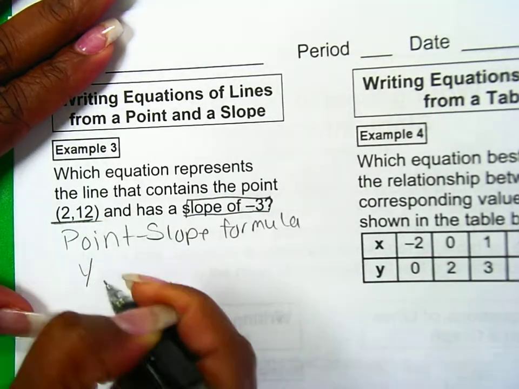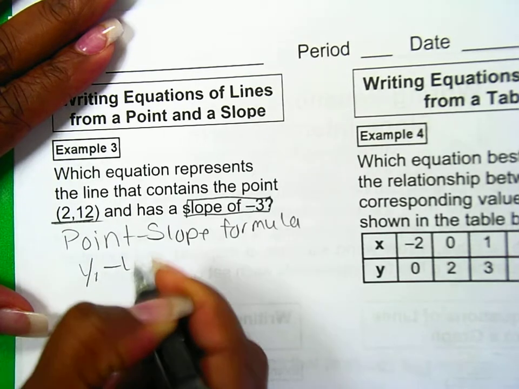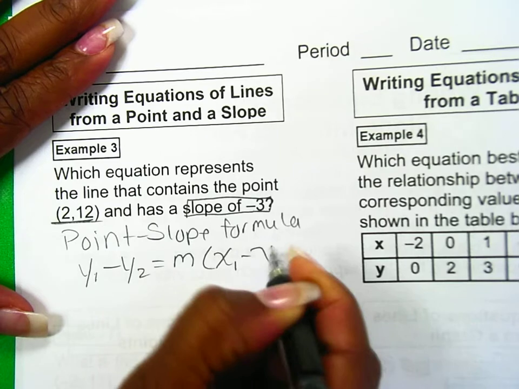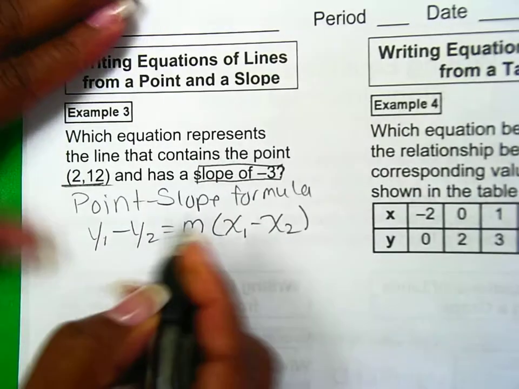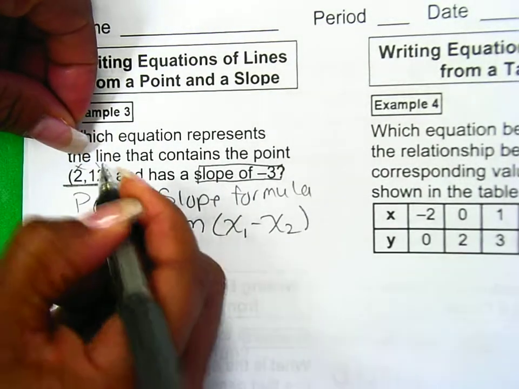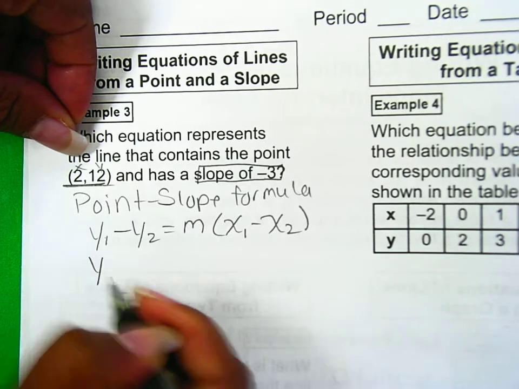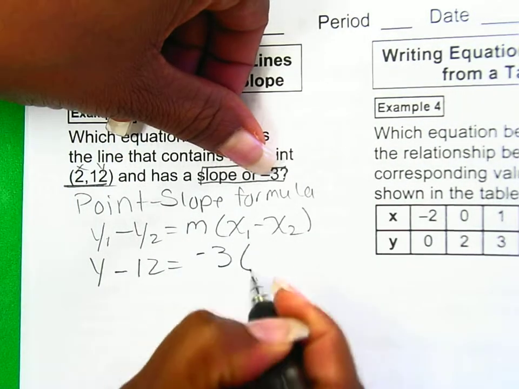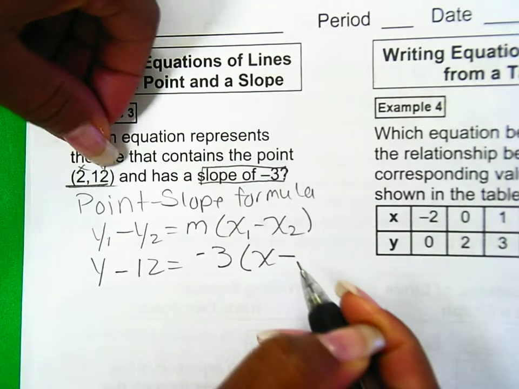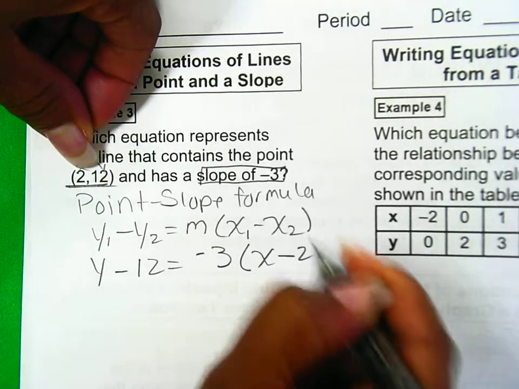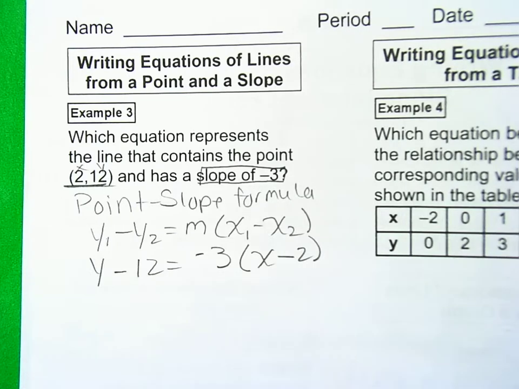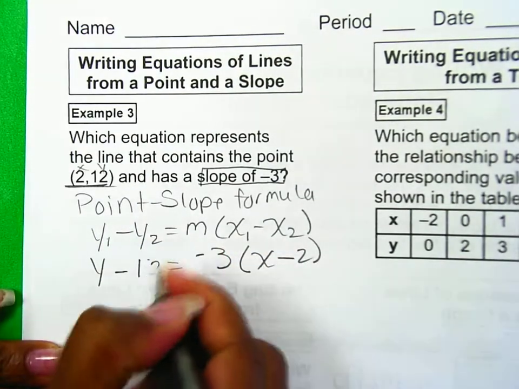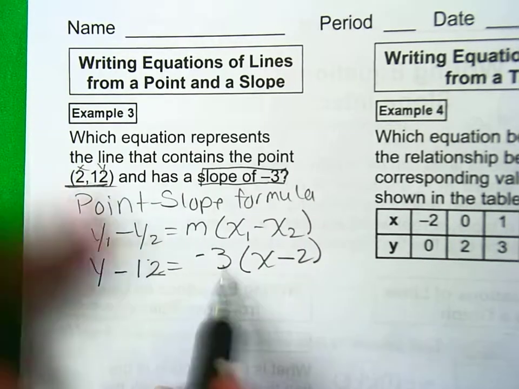The point slope formula is y1 minus y2 equals the slope times x1 minus x2. So here we go. This is my x, this is my y. So I'm going to say y minus 12 equals the slope, which is negative 3, times x minus the x value, which is 2. I'm done. All I have to do is substitute in the slope and the point. I'm done.